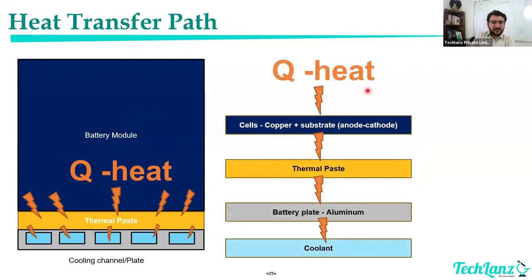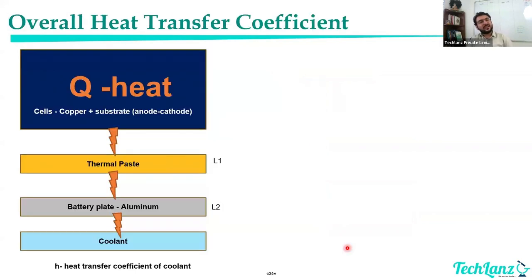So if you see again, if I break this down, you have a heat generation from the complete cell, which is getting passed to the thermal paste, which is getting passed to the battery plate of aluminium, then it is getting passed to the coolant. If you see a circuit level diagram of this, you have a thickness of this thermal paste, right? You have a thickness of this aluminum plate and you have a coolant, right?